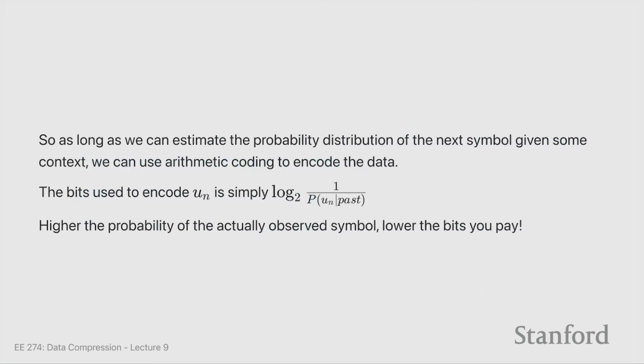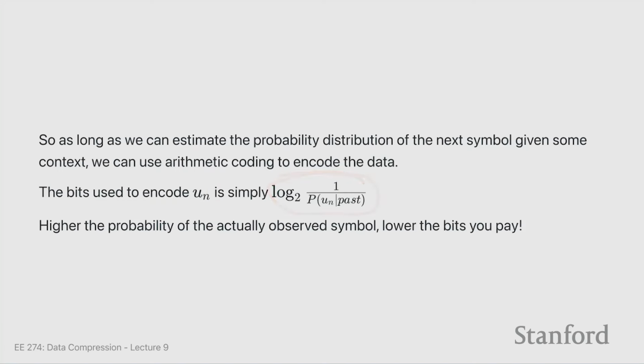Right, so this is just the same thing written in text. As long as we can estimate the probability of the next symbol given some context. Context just means the past. Maybe you take the entire past, maybe you just look at the last symbol. It depends on the model. The model can be anything as far as we are concerned. We will look at some specific models shortly. We can then use arithmetic coding to encode the data. And the number of bits used to encode u is just log 1 over p. This is the log rule, the rule of thumb we have been seeing, right? This is what you pay.